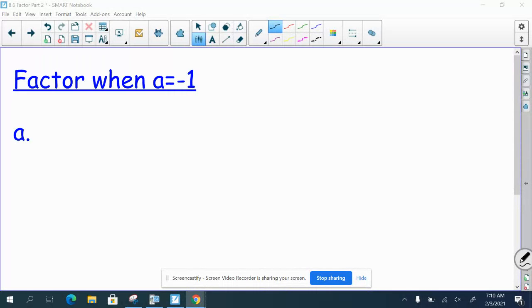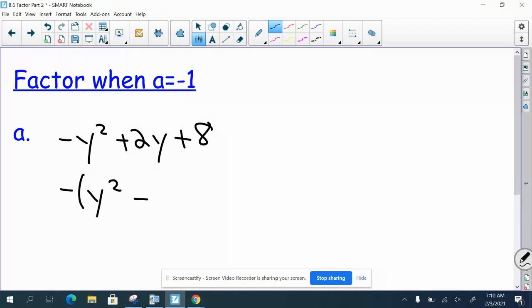Okay, I neglected to write down the actual equations. All right, so let's say when the a is -1, then we would have negative y squared plus 2y plus 8. So here's our first example. So if the leading coefficient is just -1, all we need to do is just factor out a negative sign and then factor it like you did yesterday. So we'll do negative, and then we'll flip the signs, y squared minus 2y minus 8.